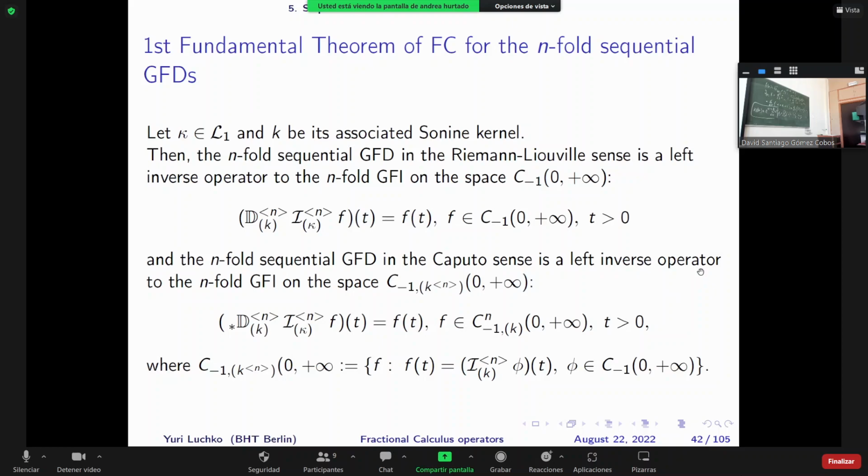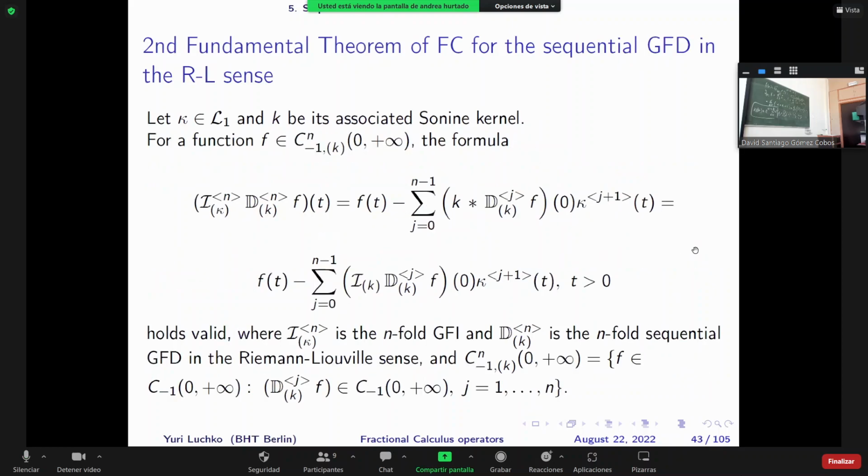as we expect. And the form of the second fundamental theorem determines the form of the initial conditions by dealing with, for example, multi-term fractional differential equations with these operators. And you see here that in the case of the Riemann-Liouville type general fractional derivative, or sequential fractional derivative, this composition is the function f with some additional terms. And the form of these additional terms determines the form of the initial conditions.